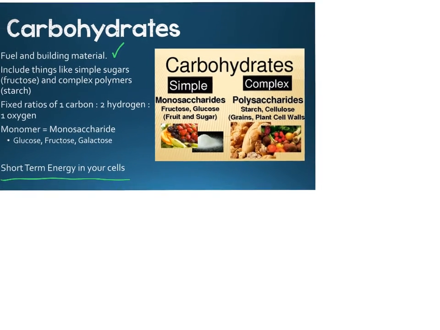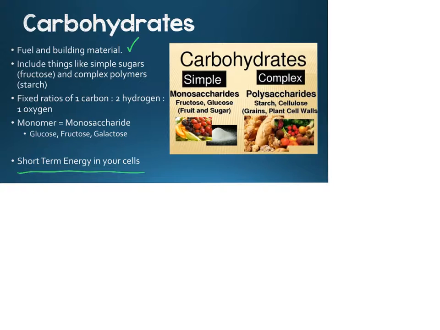So the monosaccharide is the monomer of a carbohydrate. It is essentially the Lego brick that we're going to build these complex carbohydrates with. So one of those is called a monosaccharide. When we hook lots of them together, that's called a polysaccharide. So again, if you look at the prefixes in the words, mono means one, poly means many.